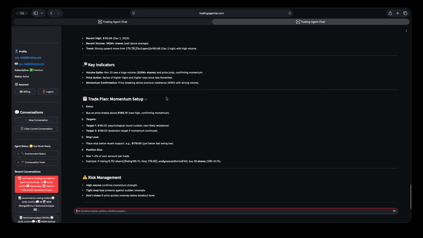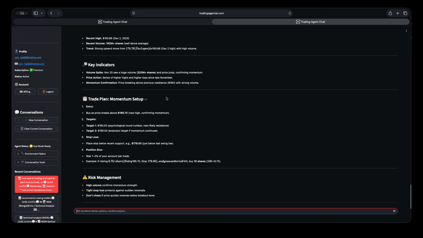And so here's your trading plan for your momentum setup. Your entry is going to be to buy as the price breaks above 185.70, which is a new high confirming momentum. Your target 1 is going to be 190, which is a psychological round number like we talked about earlier. And your target 2 is going to be 195, which is an extension target if momentum continues.